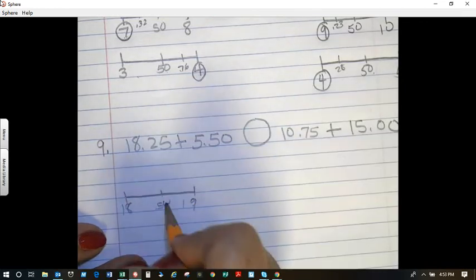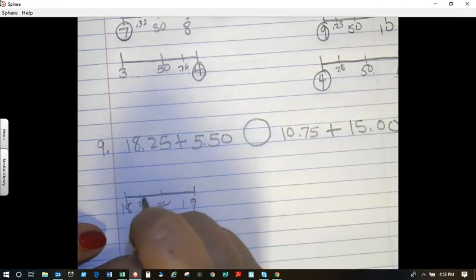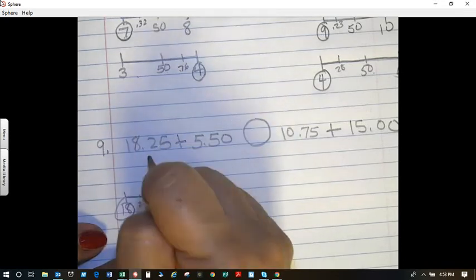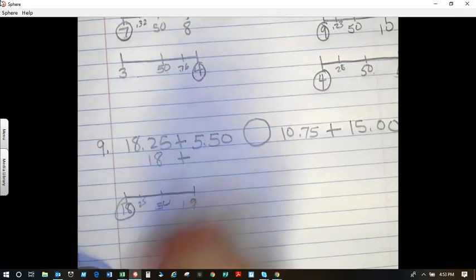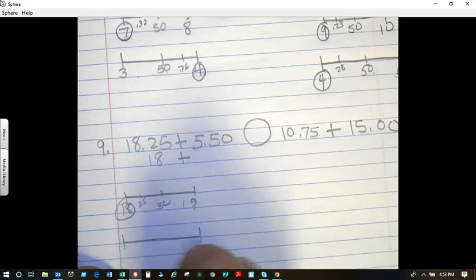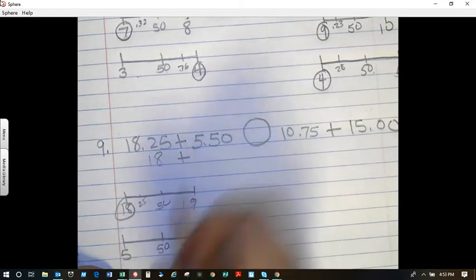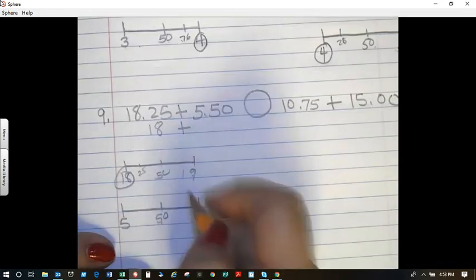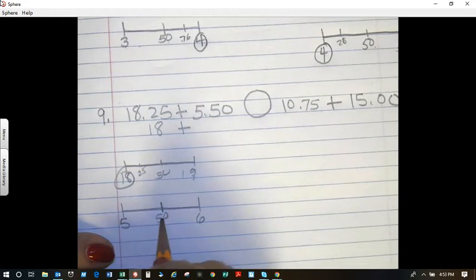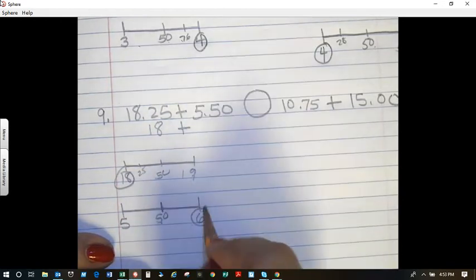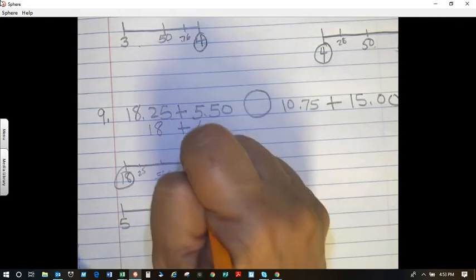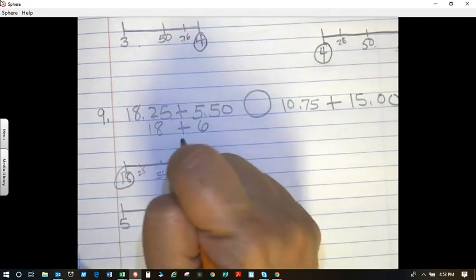All right, so the 25 cents is going to be on this side, so it's closest to 18. So 18 plus, now I'm going to have my 5.50 and 6. Well, it's right smack in the middle, so we said that if it's equal to or greater than, it's going to be here because we're going to be rounding that up. So it's 6. So 18 plus 6 equals 24.